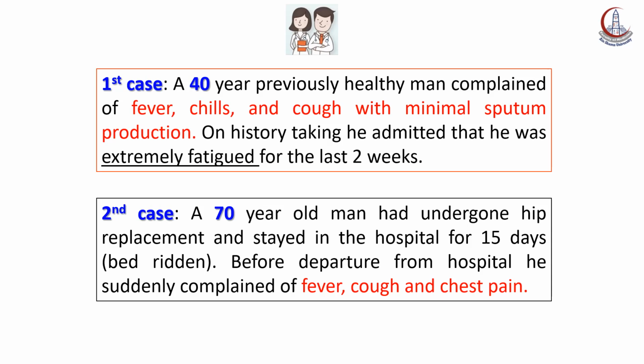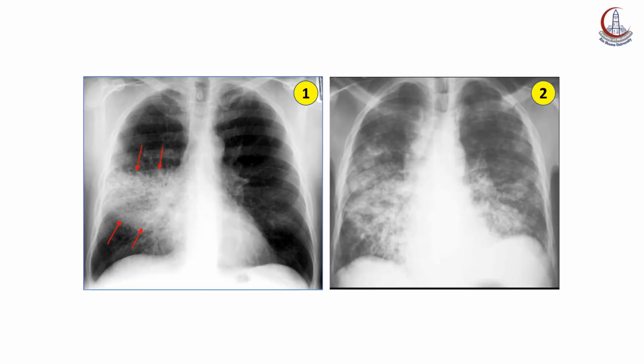Our first case is a 40-year-old previously healthy male who complained of fever, chills, cough with minimal sputum production. On history taking, he admitted that he was extremely fatigued for the last 2 weeks. Our second scenario is an older patient, a 70-year-old male, who had undergone hip replacement and stayed in hospital for 15 days. He was a bedridden patient. Before departure from the hospital, he suddenly complained of fever, cough, and chest pain. What is the difference between the two scenarios?